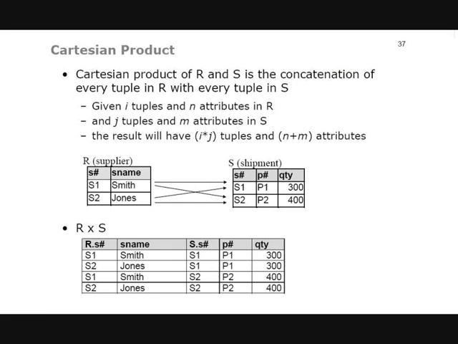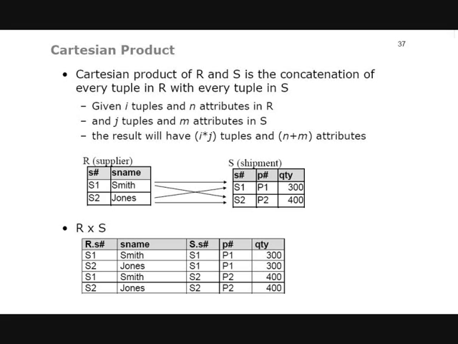So now we go to the Cartesian product. And the Cartesian product we've already looked at when we looked at the mathematical definition of the Cartesian product. So with tuples it's the same. What we have with the Cartesian product is that if we have R and S, what we're going to have as a result is a concatenation of every tuple in R with every tuple in S. So if I have I tuples and N attributes in R, and J tuples and M attributes in S, I end up with I times J tuples, and I also end up with N plus M attributes.